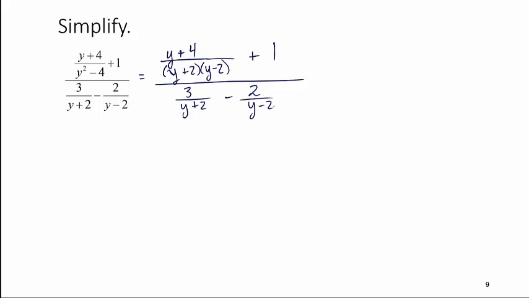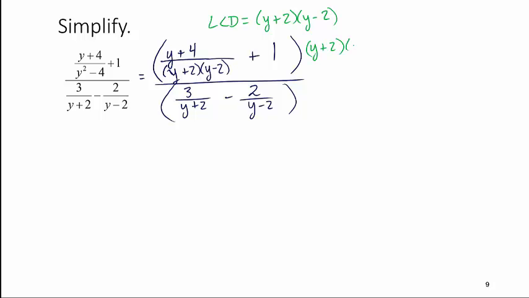So in the big denominator, I've got 2 little denominators, right? I've got y plus 2 and y minus 2. And y plus 2 times y minus 2 is the only denominator I have in the numerator as well. Okay, so I'm going to multiply the numerator and denominator by that LCD, y plus 2 times y minus 2, numerator and denominator.